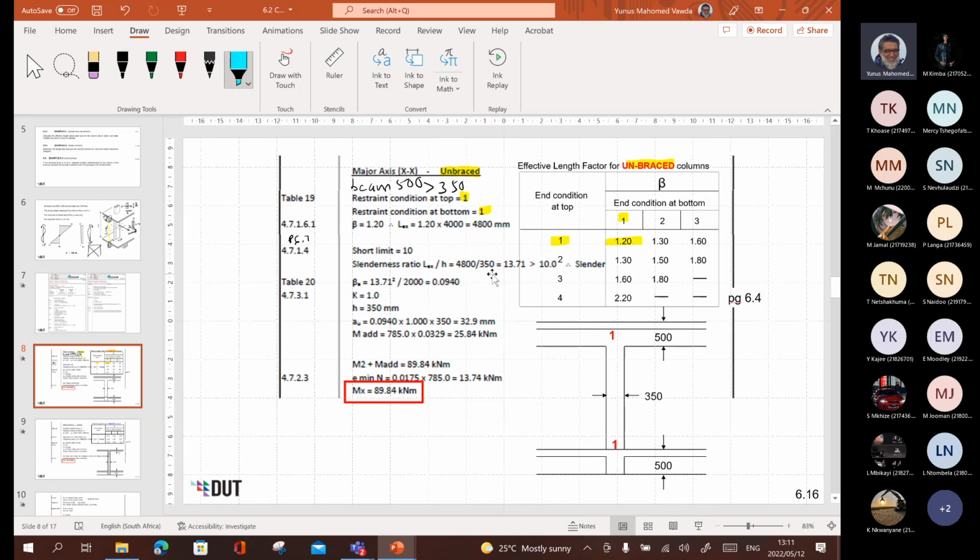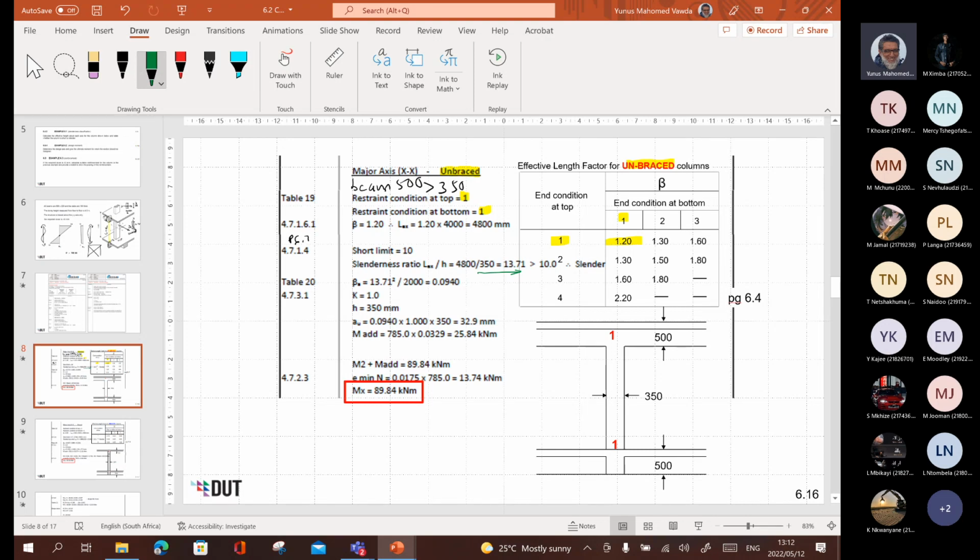Okay, slenderness ratio LEX over H is 4,800 divided by 350. As we said, H is a dimension perpendicular to the x-axis, right? 13.71 is greater than 10, therefore it is slender. Beta A is the next thing that I need to know, and this comes from table 20. But let's just finish the slenderness ratios, because that was example 6.1, right? So 13.7. This is where the example in the book on page 6.8 ends. It stops here, doesn't go any further.